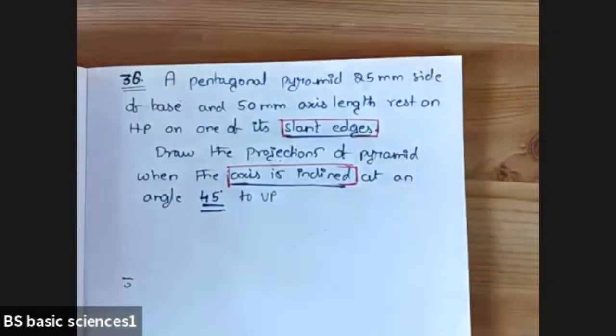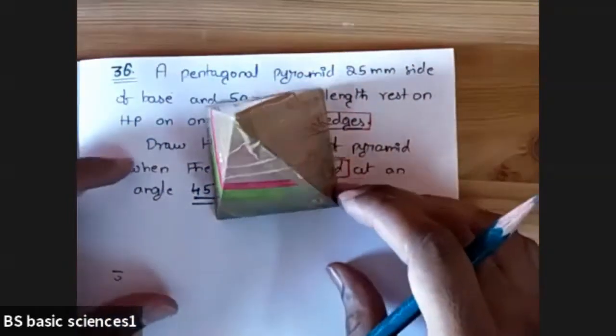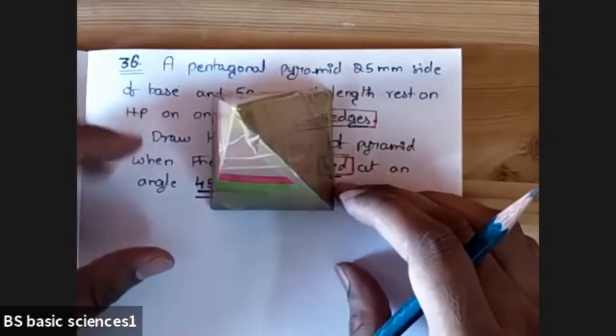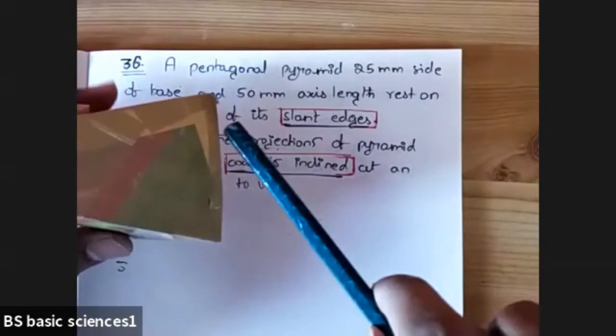So today we'll be starting with the pentagon. In the last class we did a square pyramid, on two cases: one with respect to the slant edge and one with respect to the slant face.